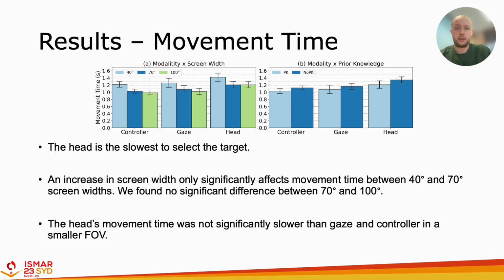The head is slowest to select a target, so although the gaze reaches the target before the controller, there is no significant difference in movement time. An increase in screen width also only significantly affected movement time between 40 and 70 degree screen width. And this implies that there's a limit to the performance gained from increasing screen width.